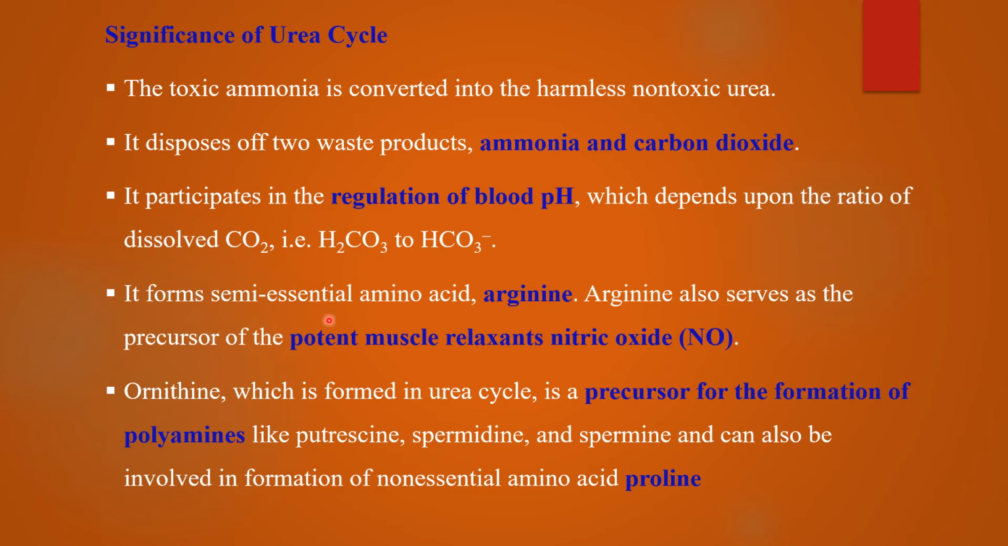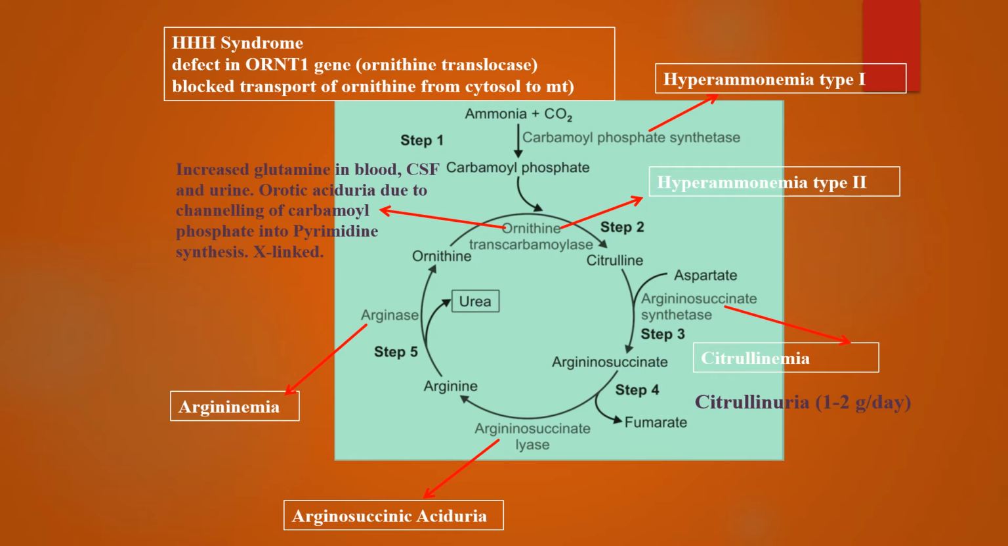Then it forms the semi-essential amino acid, that is arginine, and arginine also serves as the potent precursor for synthesis of nitric oxide, which is a potent muscle relaxant. Ornithine, which is formed in the urea cycle, is a precursor for the formation of polyamines like putrescine, spermidine, spermine, and can also be involved in the formation of the non-essential amino acid proline.